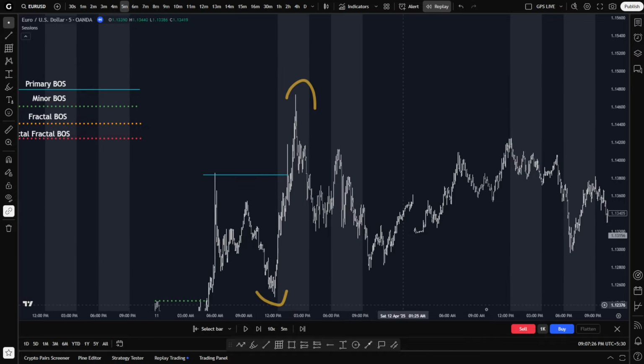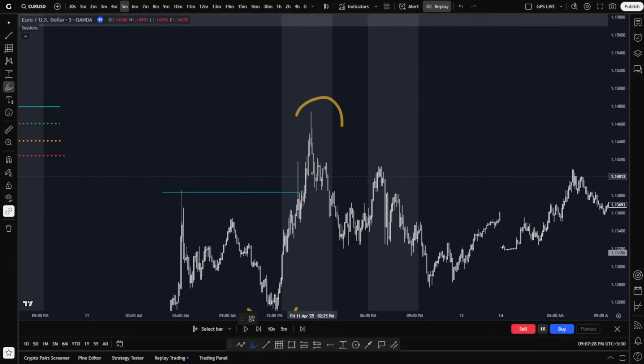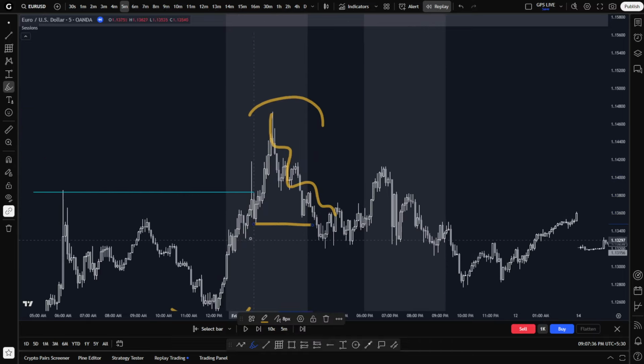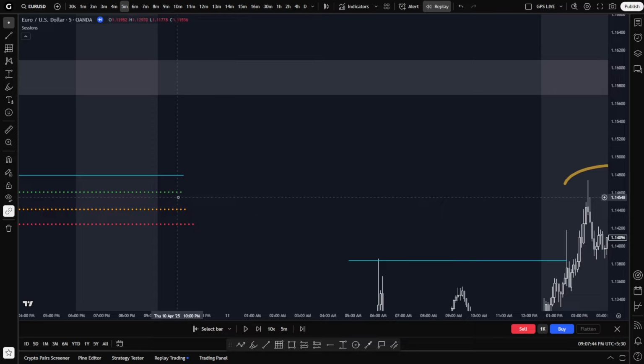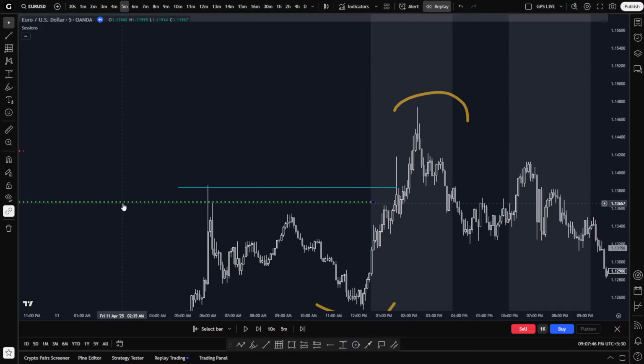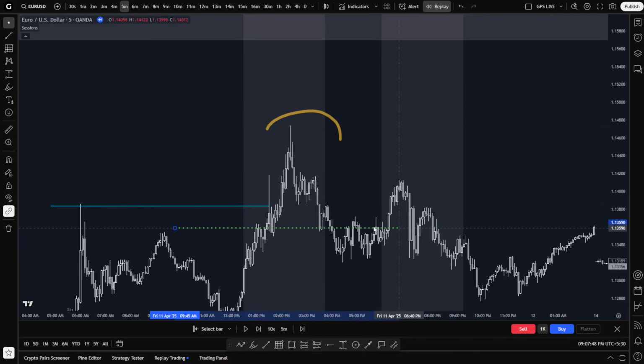All right. So now the market goes up here, and then the market starts to pull back in this uptrend primary structure. So when the market broke this low, if you see closely, this low happened after the market broke this high. So this low can be considered as a minor BOS. Okay, so this is a minor BOS.